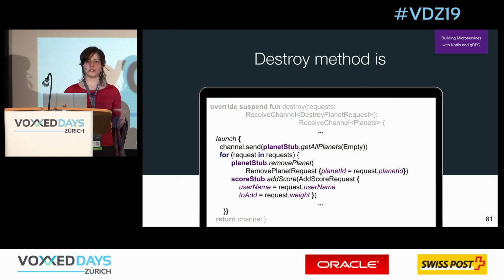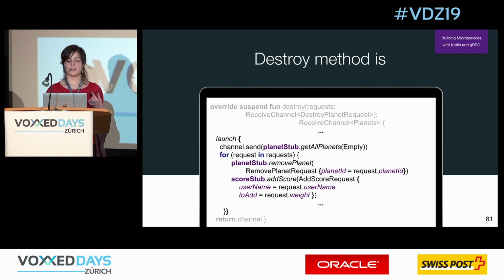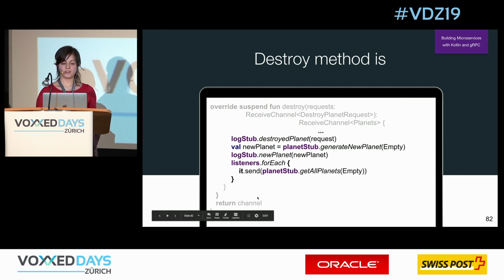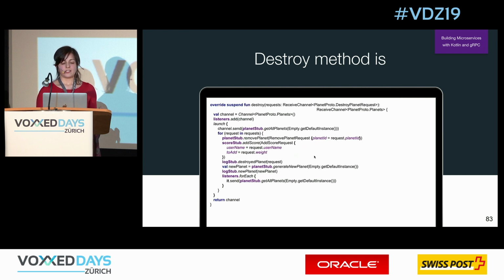So requests is just a stream. Your client constantly sends some requests to you, but in code, you can iterate over it with a for loop. So you're just iterating: you remove the planet, add score, destroy the planet, log everything, generate a new planet and notify everyone. So this code looked this way.